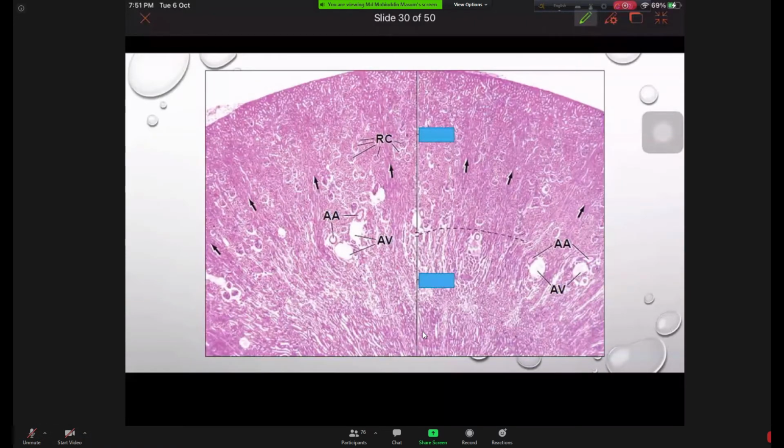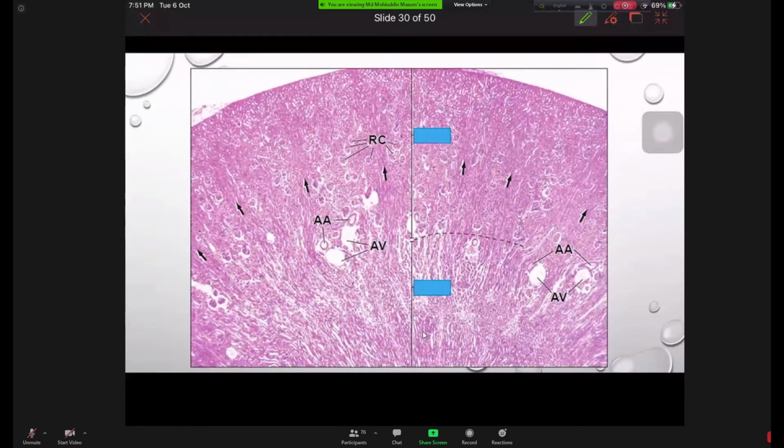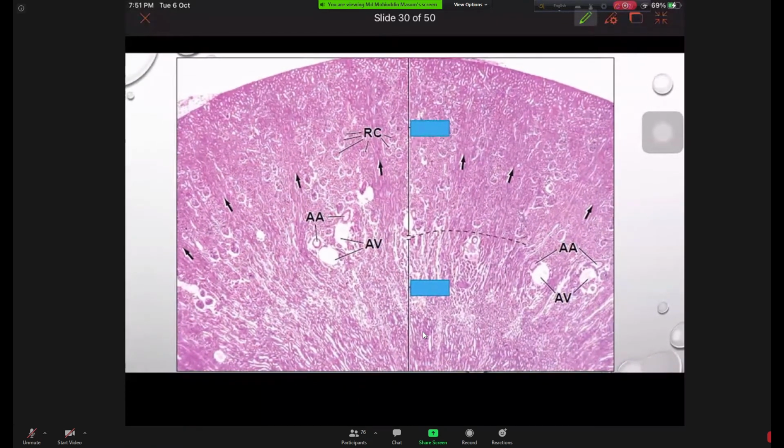Now this is the histological slide of the kidney. You will get this view on your microscope. But how will you identify that this is kidney?